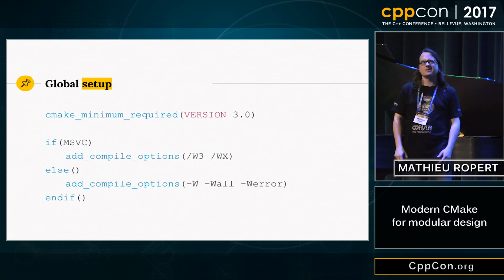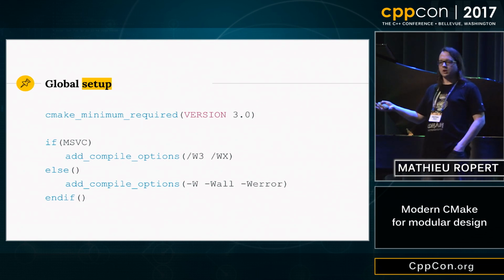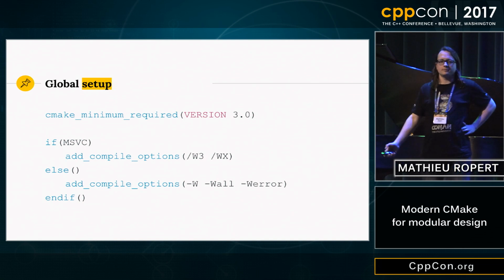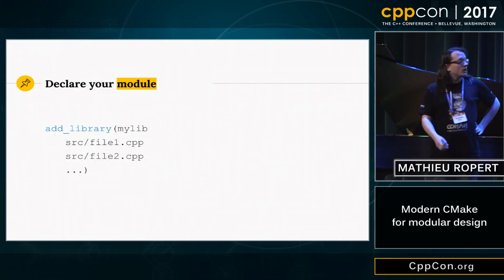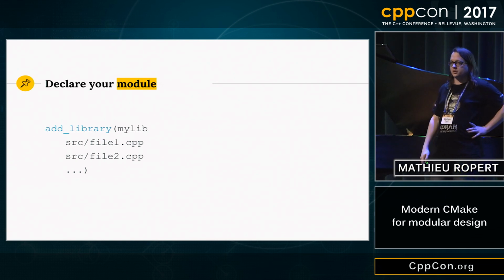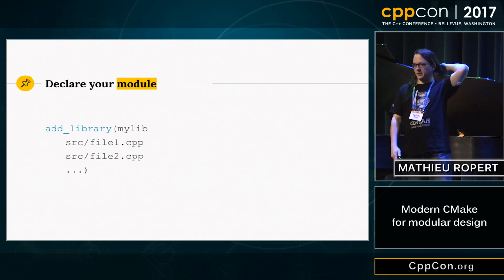And I would ask the same thing for anything that affects the ABI, like a standard level or that kind of thing, because if not, you will get some incompatibilities. All right, then you still do your add_library, nothing fancy here, the same thing you've been doing for, I don't know how long you've been using CMake, but that part doesn't change.